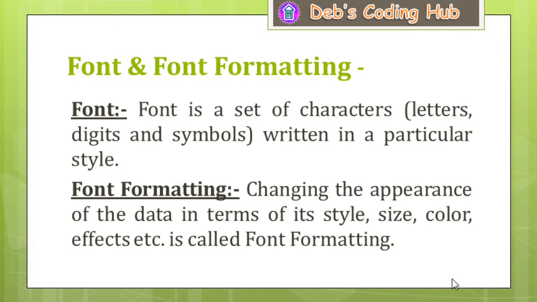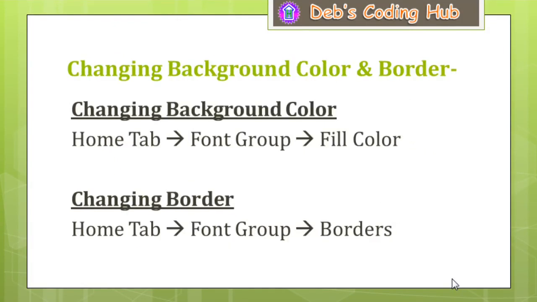Now let us see our next topic. Our next topic is changing background color and borders around the cell. For changing the background color, we need to go to the Home tab and then the font group, and we need to click on the fill color drop down. Similarly, for changing the border, we need to go to the Home tab, then the font group, and then the borders drop down. So let us see how we can do so.